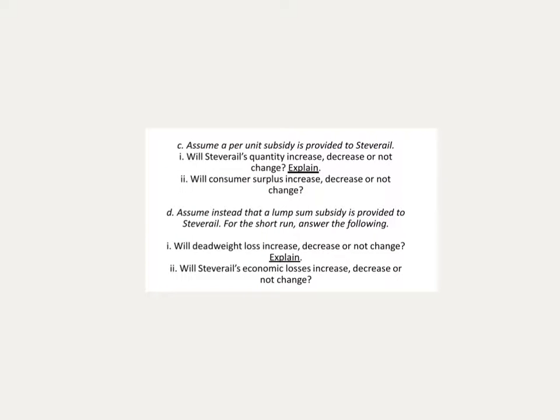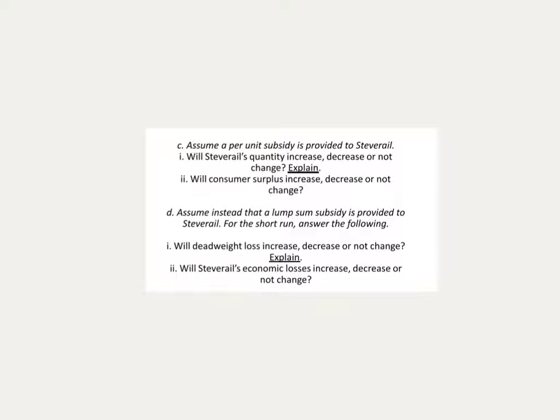The next part of the question is pretty straightforward. We're really looking at two questions that are very much alike. They have to do with subsidies. Assume a per unit subsidy is provided to Steve Rail. Okay, so we should note a few things about this. First of all, we have a subsidy, so we know that that's going to affect costs. A subsidy is money that's given to the firm. They're going to apply it to their costs, and ultimately they're likely to be in a better position as a result of the subsidy.